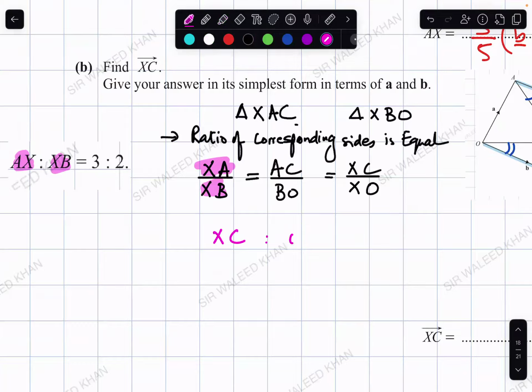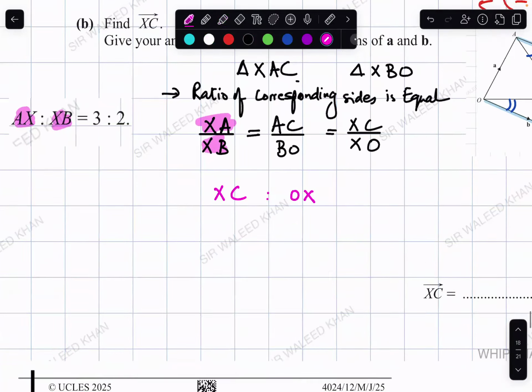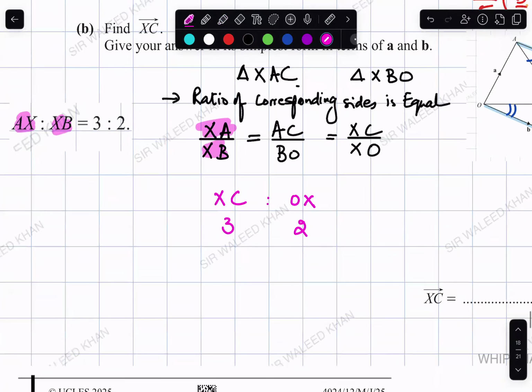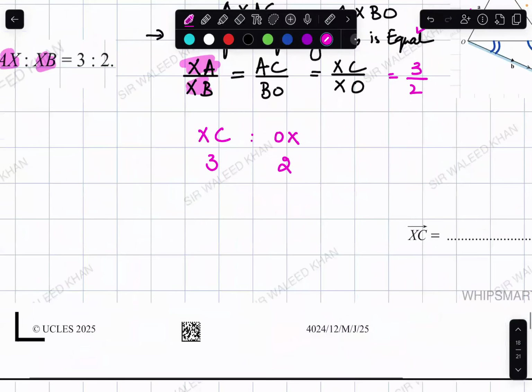Ratio. OX, yeah, XO. Can I say the same about that? They are also in the same ratio. Ratio of corresponding sides is equal. All of them are in the same ratio, 3:2. Okay.